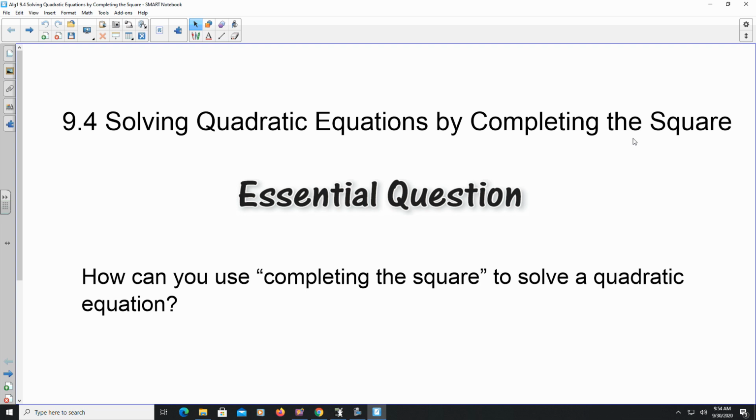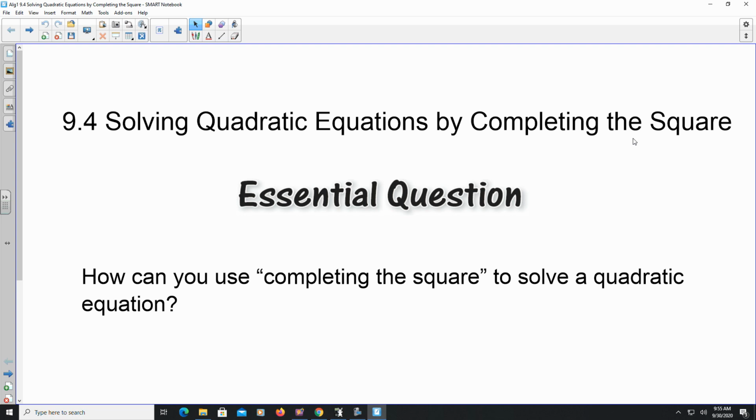We're looking at section 9.4, where we're going to be solving quadratic equations by completing the square. Like I've said in previous lessons in this chapter, we're looking at different methods for discovering what the x-intercepts are for each quadratic equation.